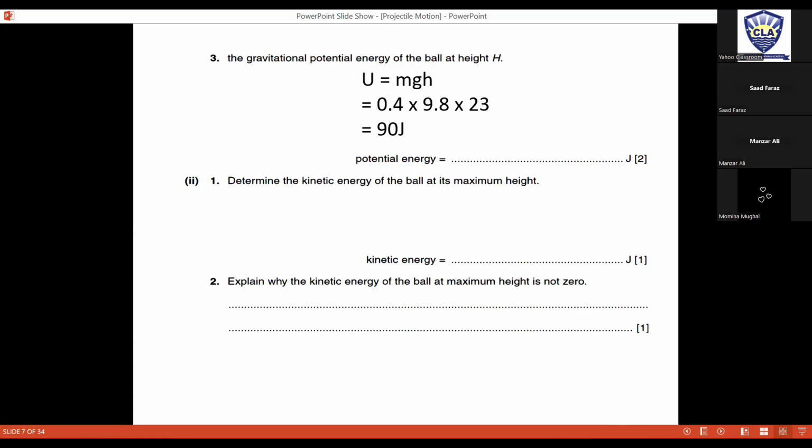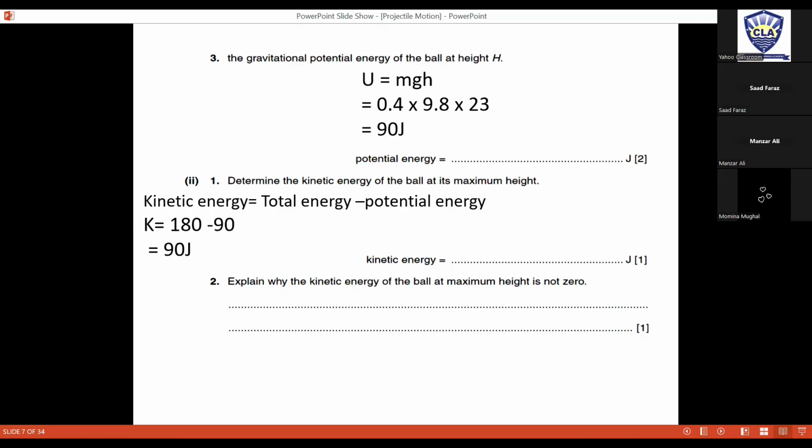Because at the maximum height, vertical velocity becomes 0, but the horizontal velocity is still there. So it will possess some kinetic energy at the maximum height, and that will be the difference between the total energy and the potential energy. That is 180 minus 90, so it becomes 90 joules.